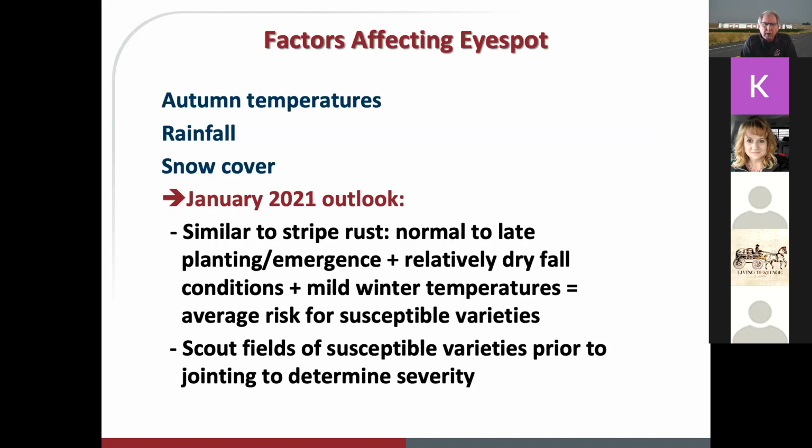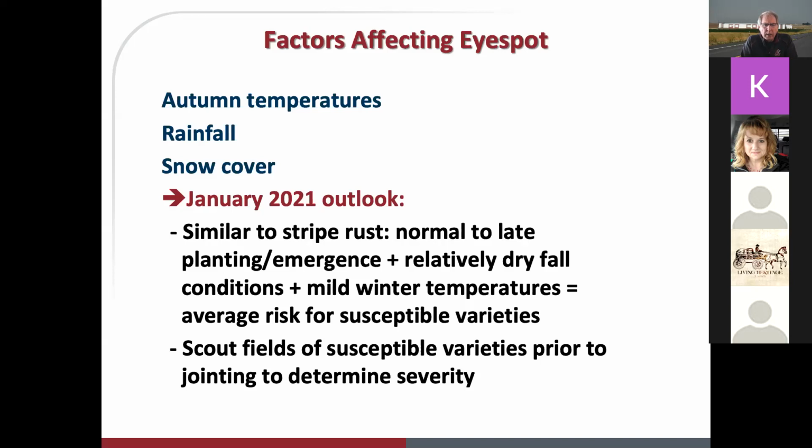The other factor that influences eyespot is snow cover. When you have snow cover, spores are not splashing around. Temperature underneath that snow is close to freezing, and so the disease is not going to develop rapidly at all. It's not going to die out, but it's not going to develop either. So if we have prolonged snow cover, that tends to reduce the severity of eyespot.